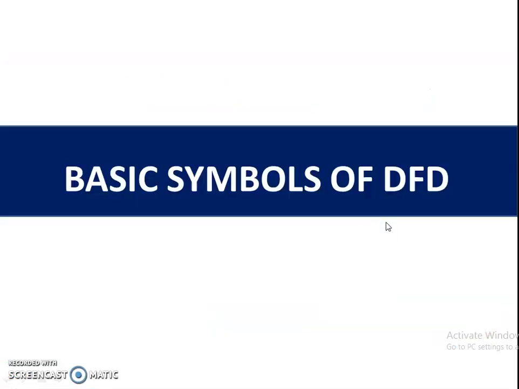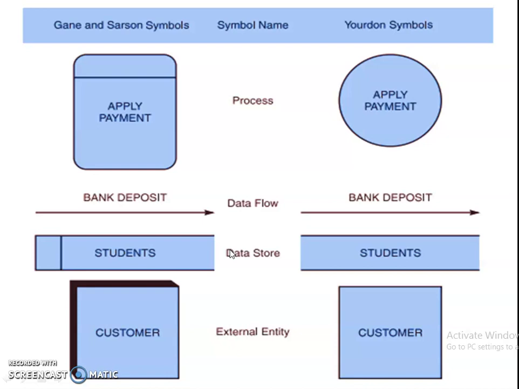So in our last video, we were left with this topic about the basic symbols of data flow diagram, and we have mentioned that there are two common sets of symbols that are used in developing a DFD. One is the Gane and Sarson symbols, and the other one is the Yourdon symbols. Whichever set you're going to apply, it would mean the same process, the same data flow, the same data store, and the same external entity.